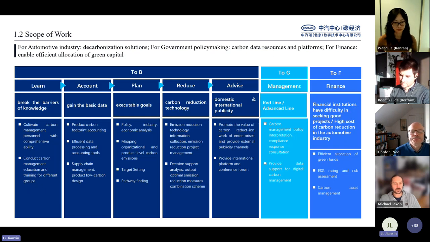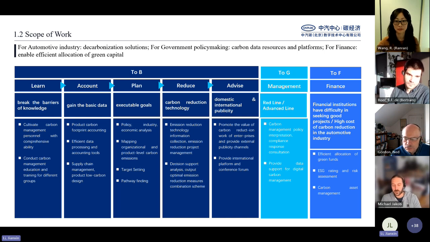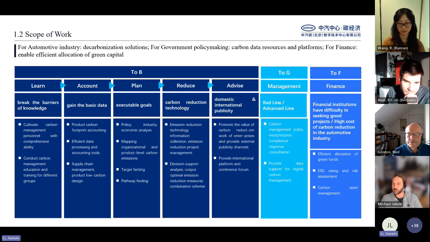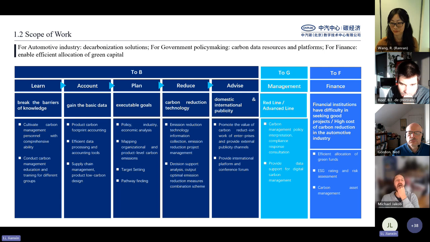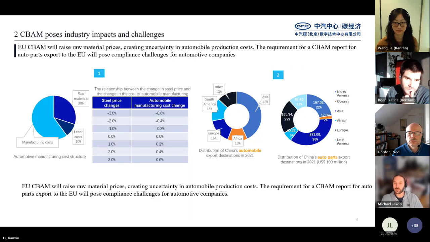And this is the business scope of our new company. We serve automotive players, the government, and financial institutions. We help our partners build the ability to tackle carbon-related issues, like knowledge, planning, and digital tools. And to the government, we provide suggestions for policymakers. We do research on standards and we provide data and platforms.